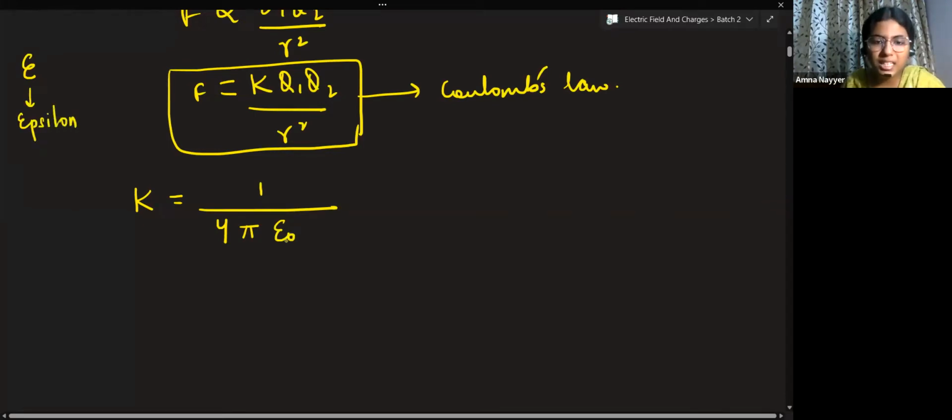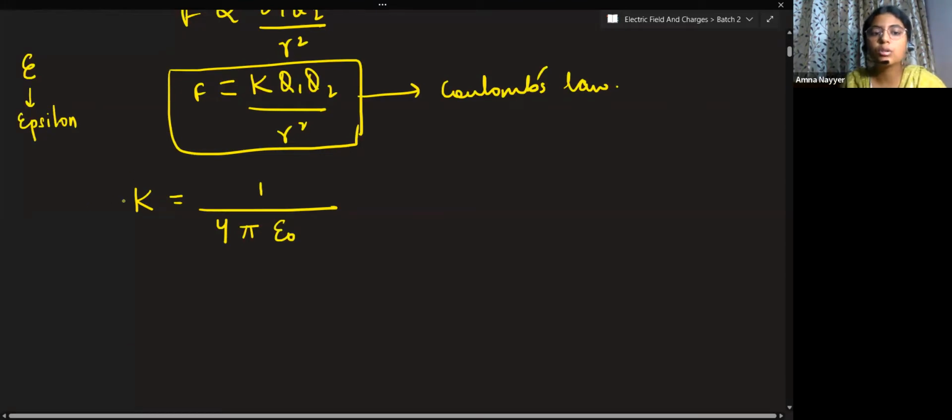So you put a 0 in the subscript just to represent that we are considering the force of vacuum. We will study this because this is new to you. Just remember, so this becomes epsilon naught. 4 is a constant number. Pi, you are already aware of, 3.14. So 1 divided by 4 pi epsilon naught, this is known as K.